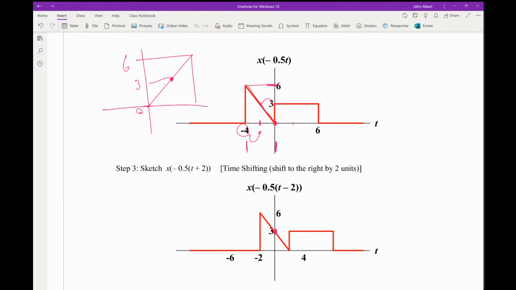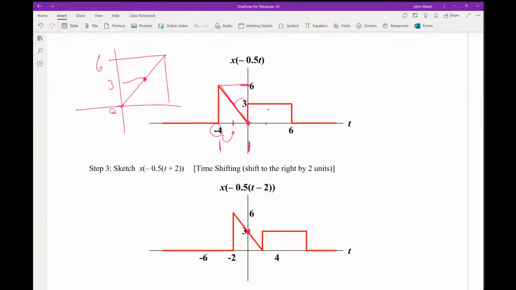Just maybe to add to what you just mentioned, if, for example, the shift was by 1 unit, not 2 units, but only 1 unit, for example, minus 1, okay, then in this situation, this is what will happen.